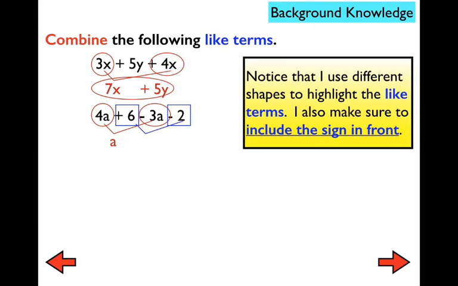But either way, 4a and negative 3a make 1a or just a, and positive 6 and negative 2 make positive 4. And just like in the regular lesson on this, I always use shapes to highlight the like terms, and also make sure you include the sign in front. So the second one simplifies to a plus 4.